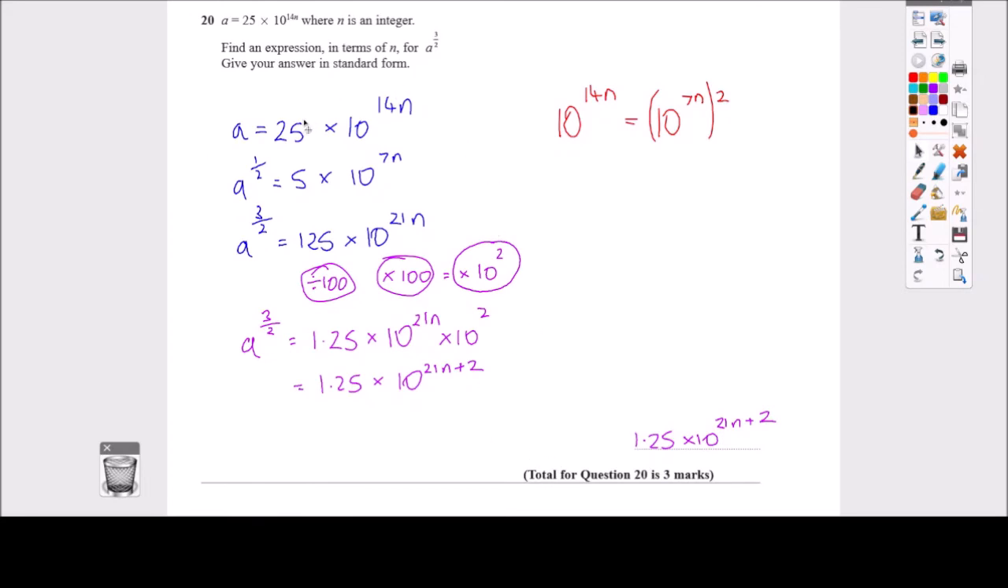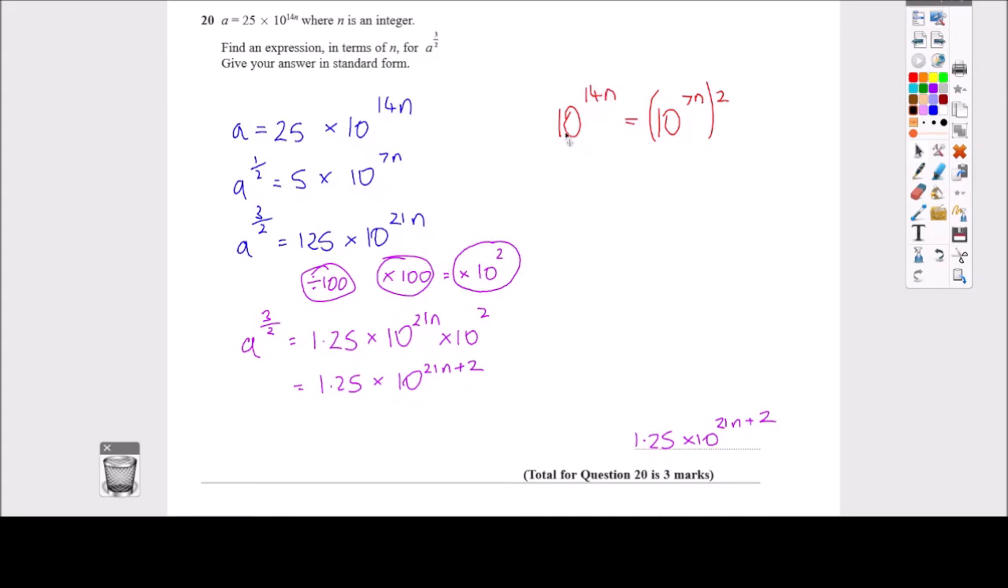Question 20. So I think to get a to the power of 3 over 2, I'm first of all going to square root and then cube. Now the square root of 25 is 5. And you just got to think about this a little bit, but the square root of 10 to the power of 14n is 10 to the 7n. You just halve the power.